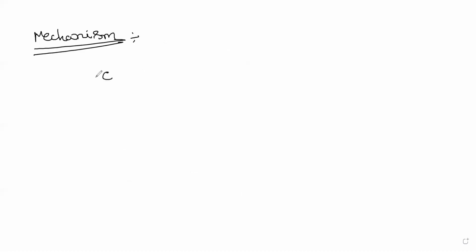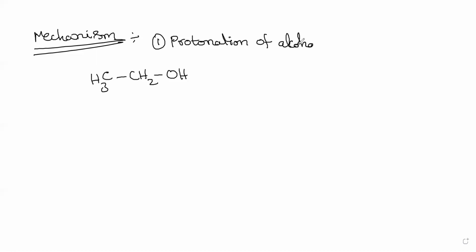So we have CH3CH2OH. The first step is protonation of alcohol. So the protonation of alcohol, this is the first step. You have the alcohol, and here the proton is coming from H2SO4. H+ is coming from H2SO4.